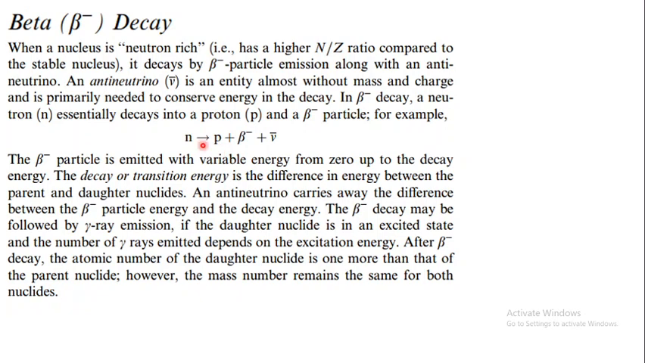To do this process, in order to shift a proton from the neutron position into its proton orbitals, the emission of gamma radiation takes place if the daughter nuclide is in an excited state, and the number of gamma rays emitted depends on the excitation energy. After beta decay, the atomic number of the daughter nuclide is one more than that of the parent nuclide. However, the mass number remains the same for both nuclides.